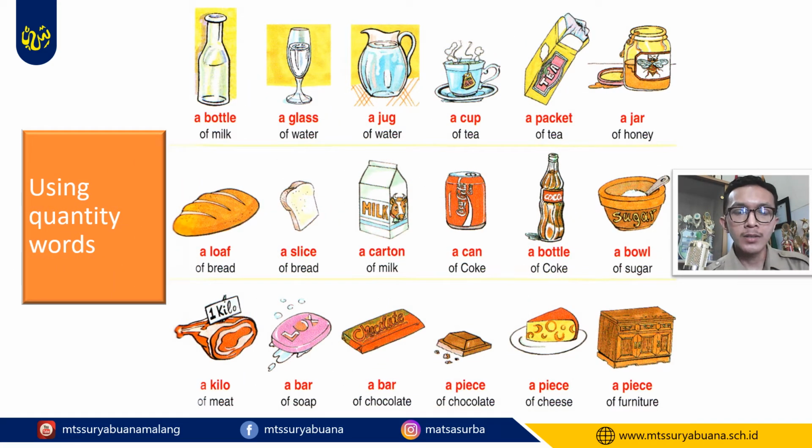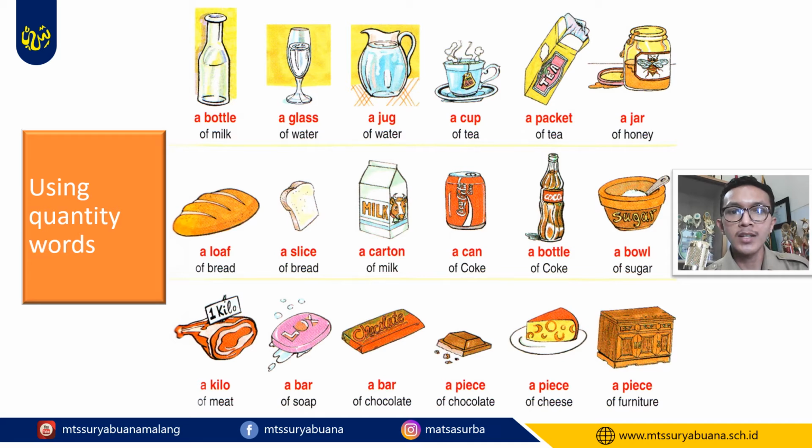Alright students, in the previous slide we already learned about how to change the singular countable noun into plural, which is we have to add s or es in that word. But it will be different in uncountable noun. We have to add quantity words.